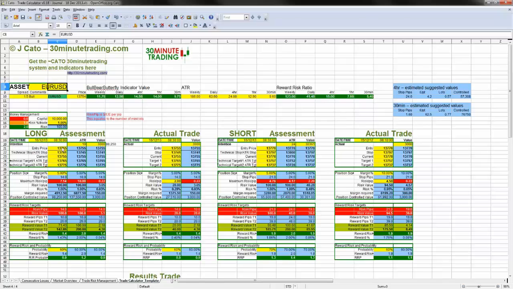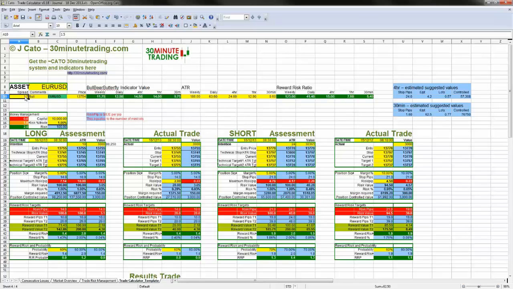The trade entry price you enter down in this column here, so that's down through these columns here. And if you have purchased the Cato 30-minute trading system and indicators, you will also be getting the bull bear butterfly values, indicator values for the trade. Now what this means is that if it rates green on the weekly, daily, 4-hour, 1-hour and 30-minute chart, it is strongly bull across the board. This gives you a clear idea about the safety to trade.